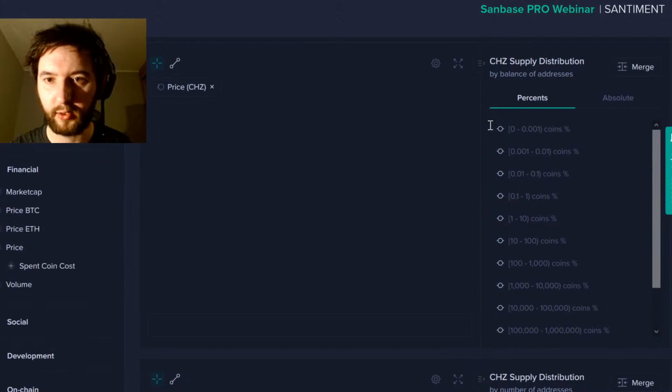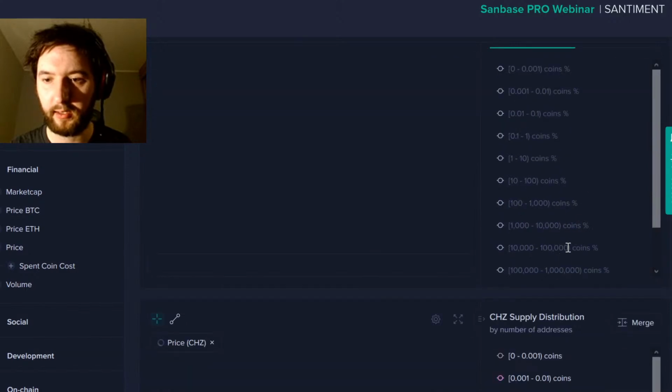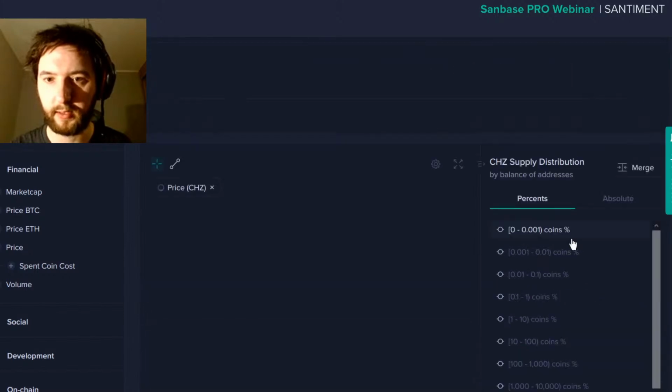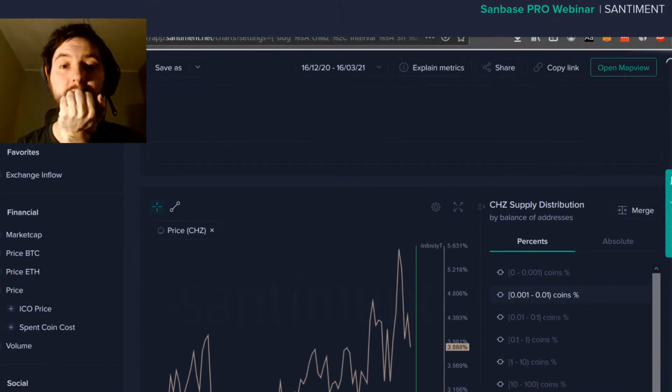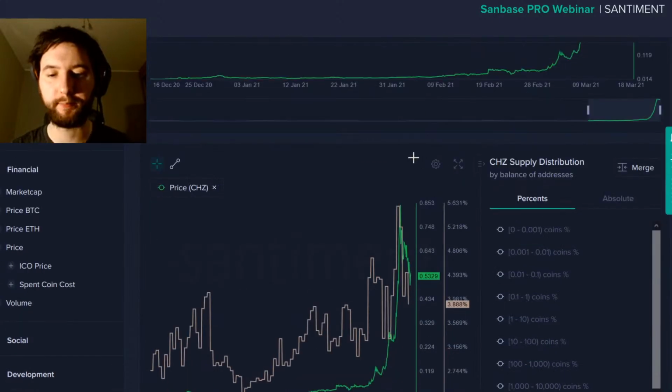Yeah, so I actually wanted to show the balance of addresses rather than the number of addresses. So we are going to be looking at, I believe, the 100,000 to 1 million group, or the one above. Let me just see when it loads. Oh, I have a bunch of charts already open, so that might be one of the reasons I'm lagging a little bit. There we go.